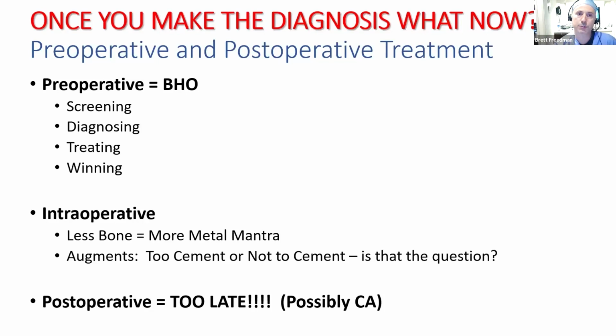So before surgery is this concept of bone health optimization we'll walk through. That's screen, diagnose, treat, win. Intraoperative things you can do: my mantra is less bone, more metal. And so we want anterior and posterior column support. Augments, you can cement or not cement. That's a question for us to debate, I suppose.